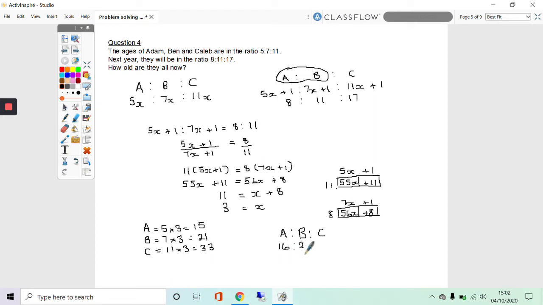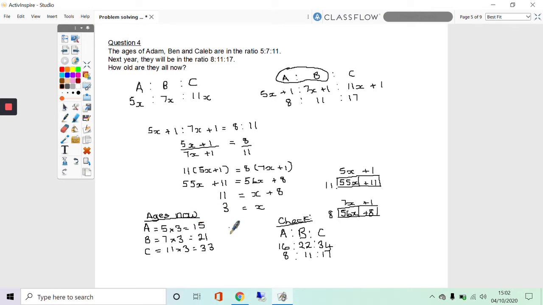Seven x plus 1 would be 22. And 11x plus 1 would be 34. The highest common factor of 16, 22 and 34 is 2. And that will reduce to 8, to 11, to 17, which is the correct ratio. So you know that these are your correct answers here.